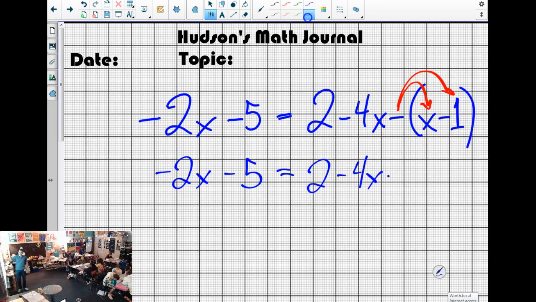2 minus 4x minus x plus 1. Are you okay with that? Then, like terms. Put your like terms together. 2 and 1 can come together and be 3. -4x, -x, -5x.